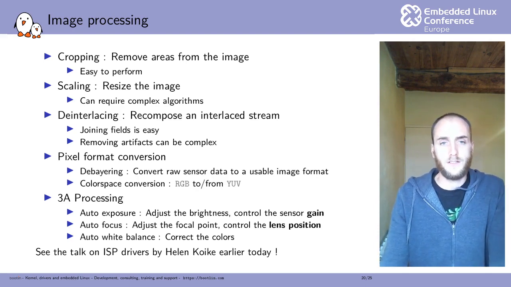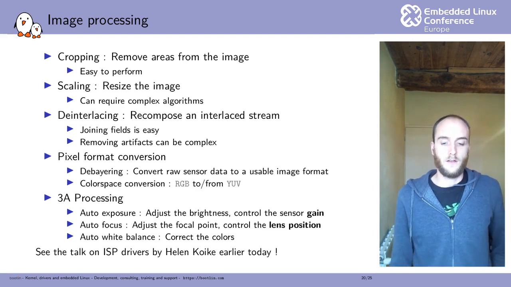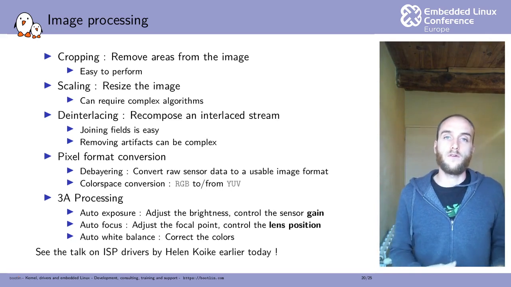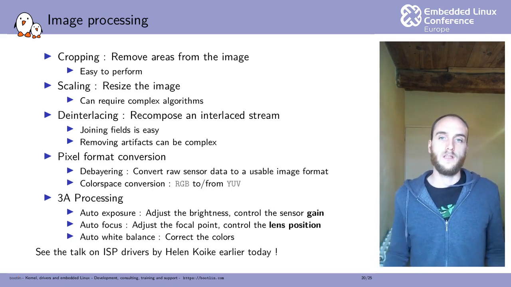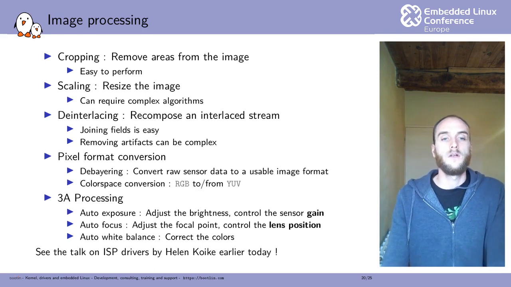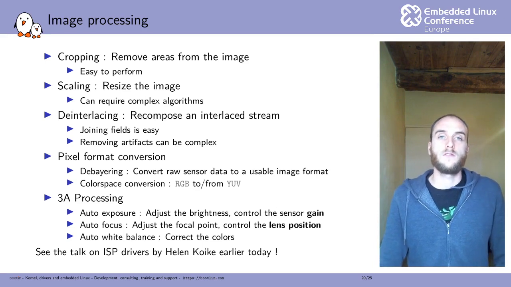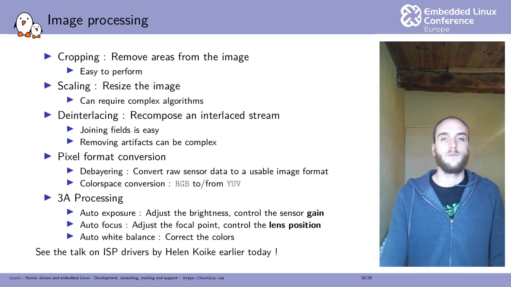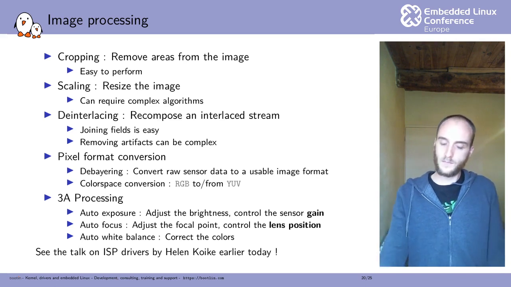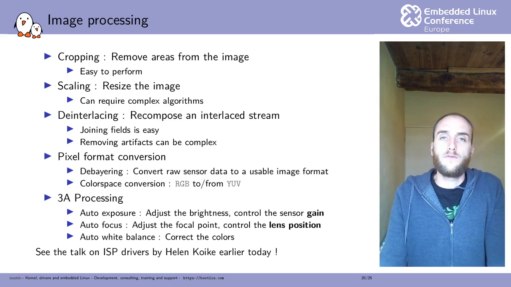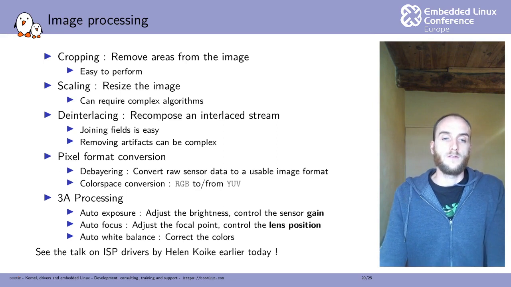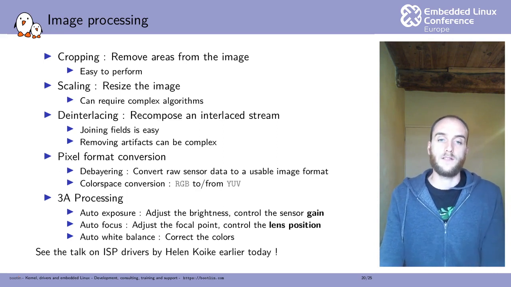Then you have deinterlacing, so recomposing an interlaced stream. Just the action of joining the fields back together is very easy to do. However, removing the artifacts requires heavy image processing. Then you have actions such as changing the pixel format, so debayering, for example, converting raw data from a sensor into pixels, or changing the color space. And then you have a collection of algorithms called the 3A algorithms: auto exposure, autofocus, and auto white balance. Auto exposure means adjusting the brightness of an image.